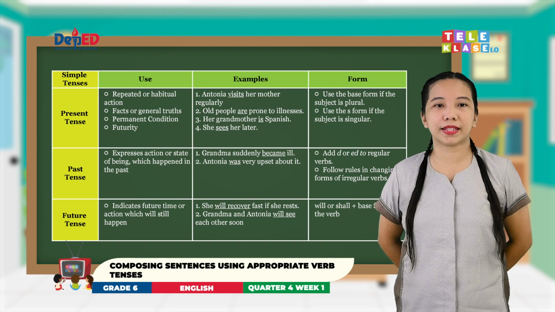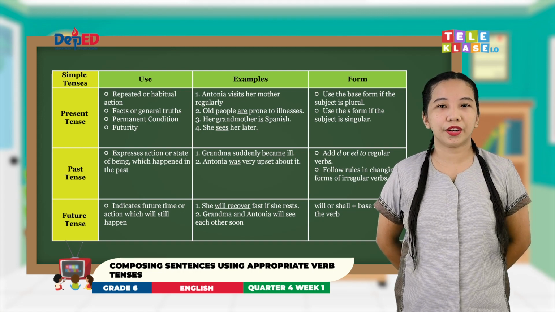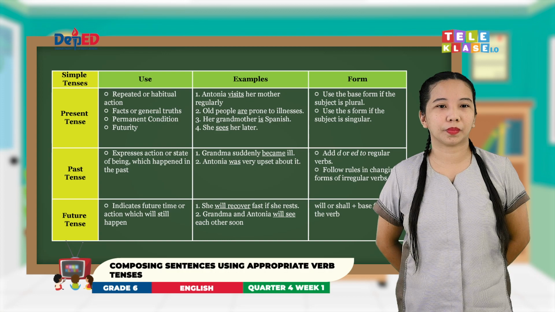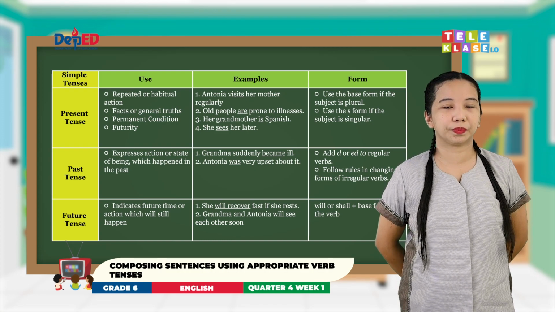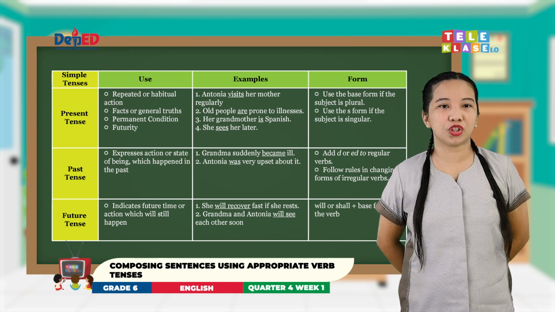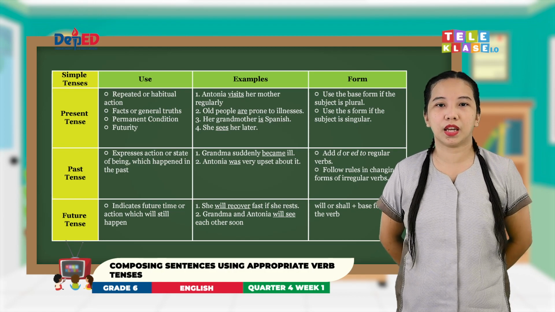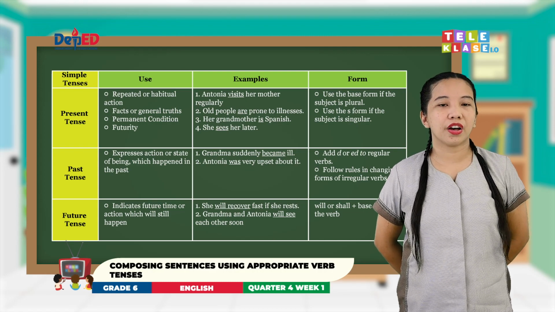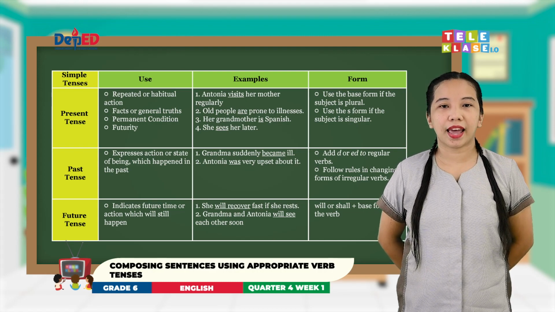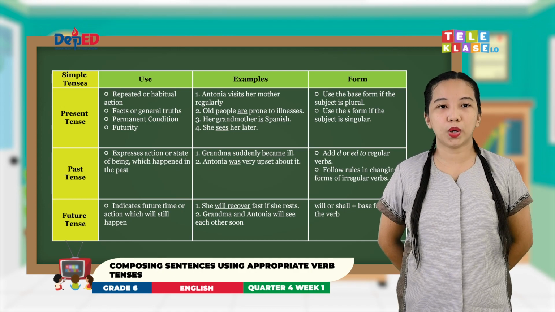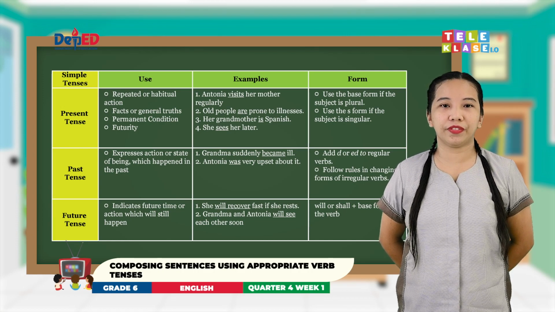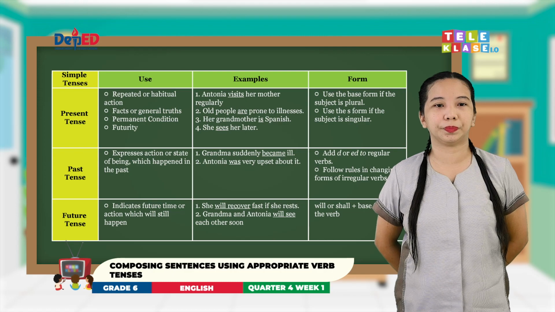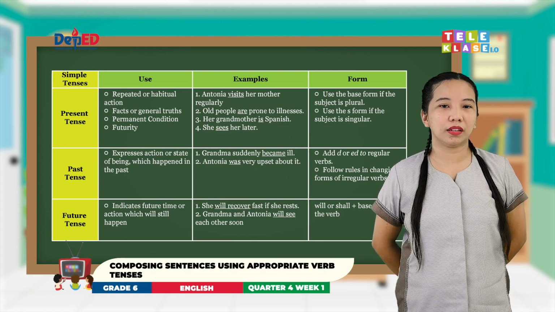How do we form the past tense of regular verbs and irregular verbs? By adding D or ED to the regular verbs, and by following rules in changing forms of irregular verbs, such as think, thought, eat, ate, break, broke, write, wrote. What do we add to the base form of the verb to show future action? We add will or shall.